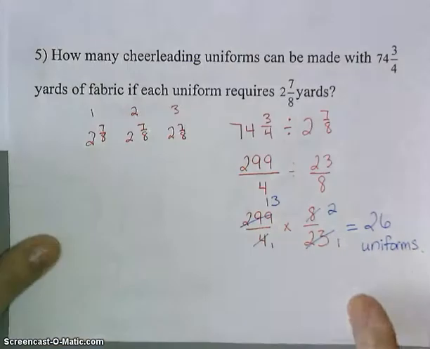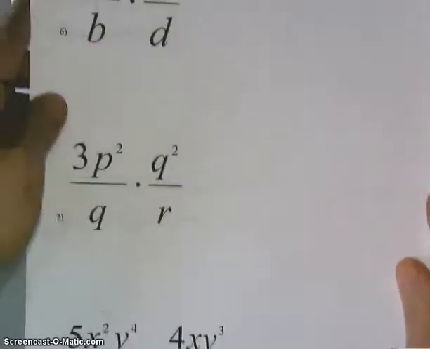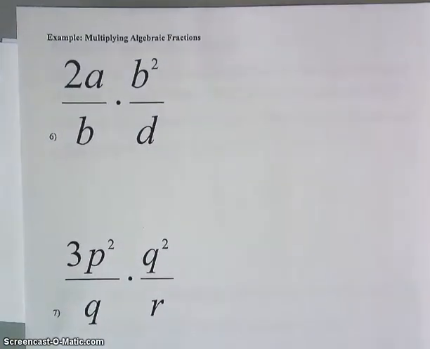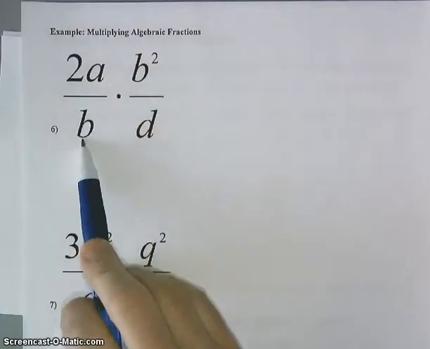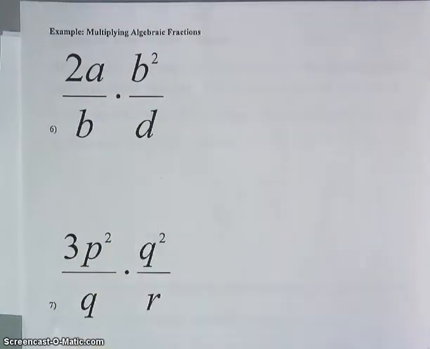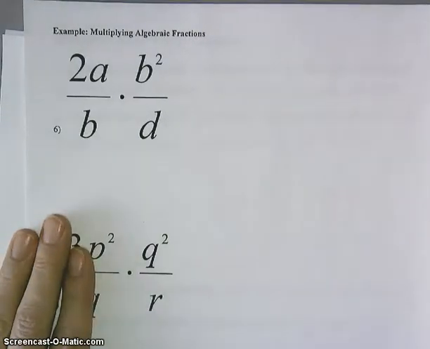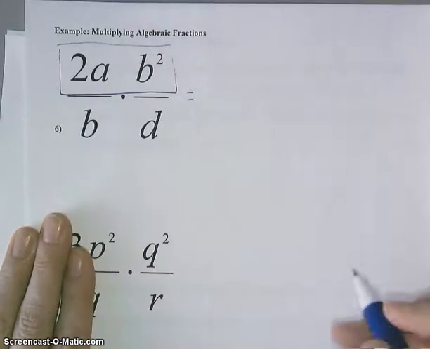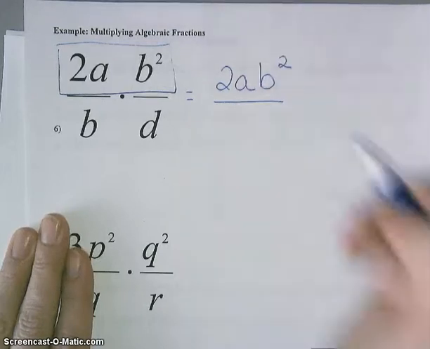Okay, moving on to multiplying algebraic fractions. Now you should recall this from our very last chapter that we did at the end of last marking period. It looks very similar. Okay? So now all I have is 2a over b times b squared all over d. Well, we know how to multiply fractions. We multiply the tops and we multiply the bottoms. So here I'm going to take the top. I'm going to get 2a times b squared. Well, I can't combine anything. I don't have any like variables, so I just get 2a b squared.